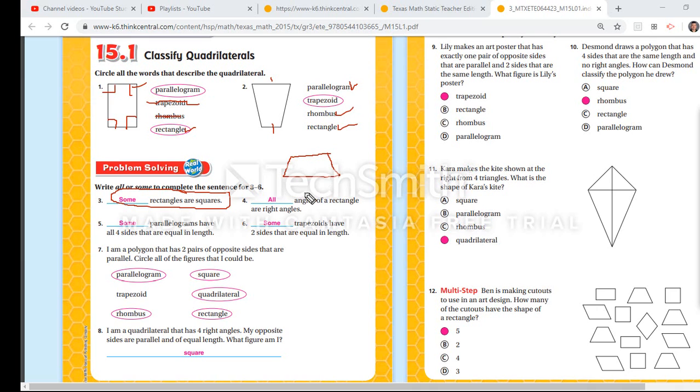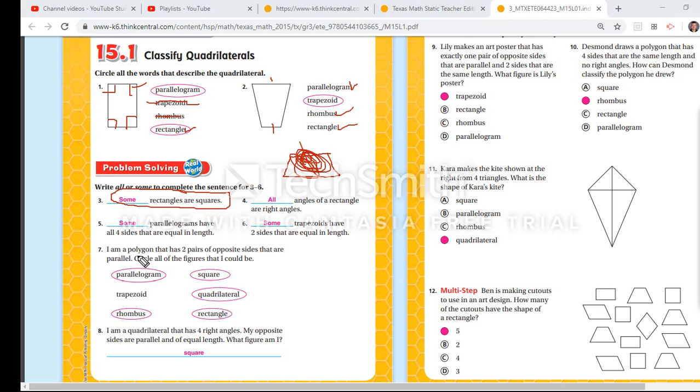If you take a look at this shape here, that's not a very good example. Okay, where are we? Number 4. All right, number 6. Some trapezoids have two sides that are equal in length. So you could have this one extended a little bit more, but you won't have two pairs of parallel lines.